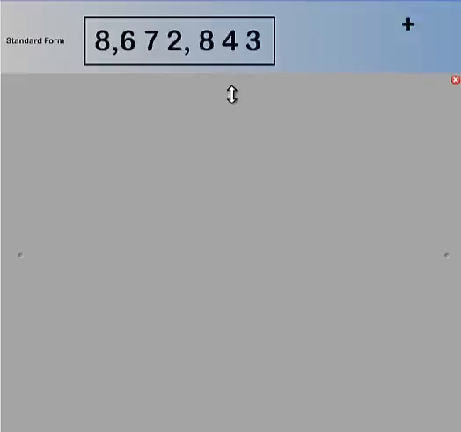Here's another one in standard form. Let's read it from left to right. You say it first, and then I'll read it, and you're going to double check how you read it. Go. You should have said 8,672,843.